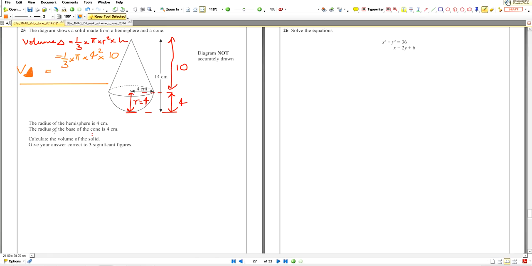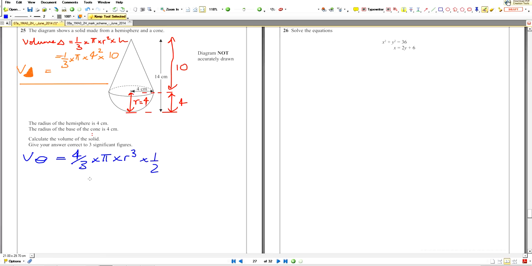We now need to look at the hemisphere. Now we know for the sphere. Okay, let's do a different color now. So the volume of the hemisphere. Now the volume of a normal sphere is going to be 4/3 times pi times r cubed. Now because it's half of a sphere, we have to times this by a half.